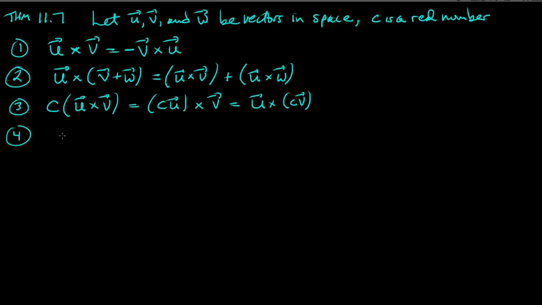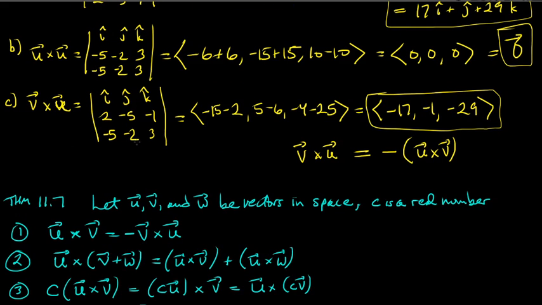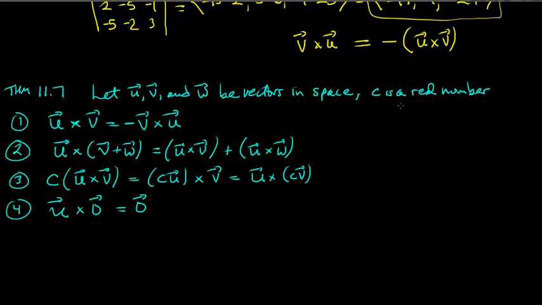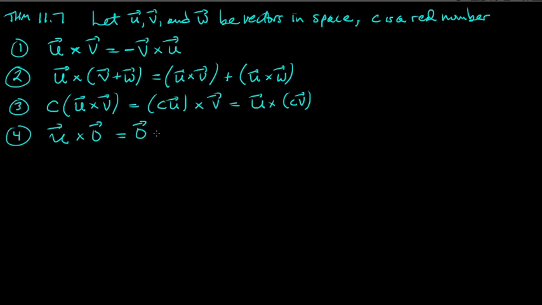The fourth property is if I take the vector u cross the zero vector, well, you get the zero vector. After all, if one of the rows of the determinant is all zeros, then you just get 0, 0, 0. And of course, if you take 0 cross u, you also get 0. Remember, in number 1, you get the opposite, but if you take the opposite of the 0 vector, you just get the 0 vector. So this is one situation where the two vectors do commute, if one of the vectors is 0.